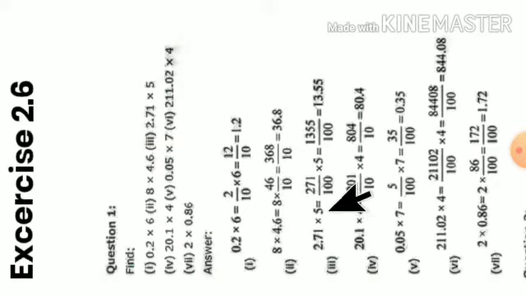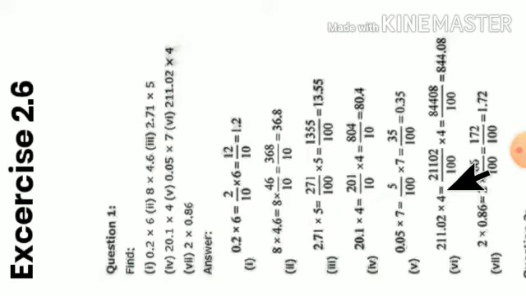Now 2.71 into 5 equal to 271 upon 100. After point there are 2 digits, so upon 100 will come, into 5 equal to 271 into 5 equal to 1355 upon 100 equal to 13.55. Now 20.1 into 4 equal to 201 upon 10 into 4. After point there is 1 digit, so upon 10 will come. Multiply these two, 201 into 4, that is 804 upon 10 equal to 80.4. Now 0.05 into 7 equal to 5 upon 100 into 7. So 7 5s are 35. 35 upon 100 equal to 0.35.